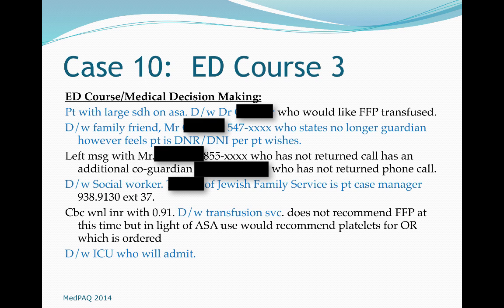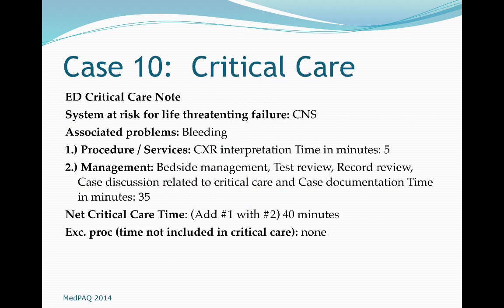Anyway, so there's a large subdural on aspirin. They talked to neurosurgery. We're going to give them some FFP. They discussed with some family friends who's no longer the guardian. But there's some concern: the patient is DNR, DNI. Then they talk to who they think is the guardian. Then they talk to Jewish Family Services. Then they discuss with the transfusion service. They don't recommend FFP, they recommend platelets, and they talk to the ICU when they're admitting.